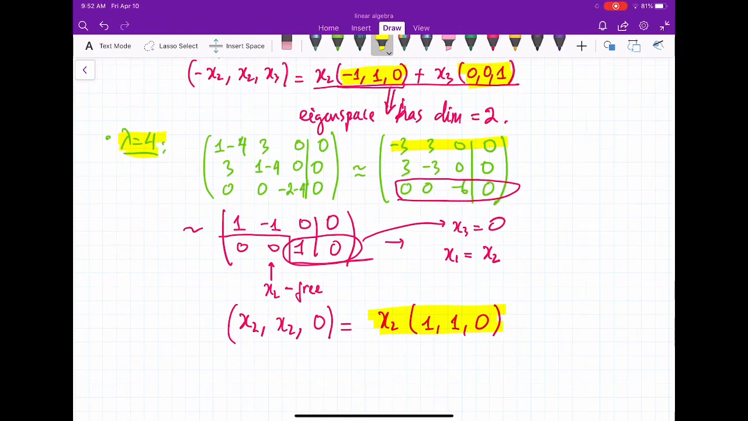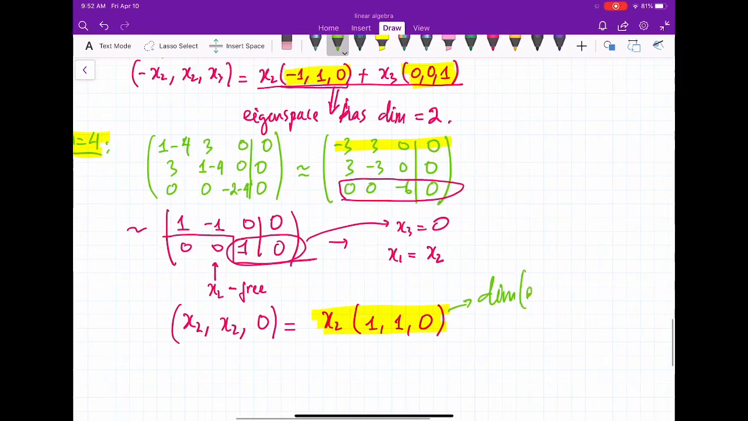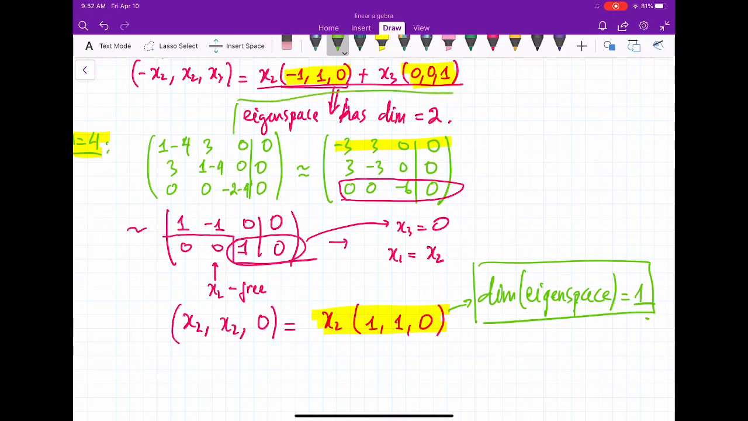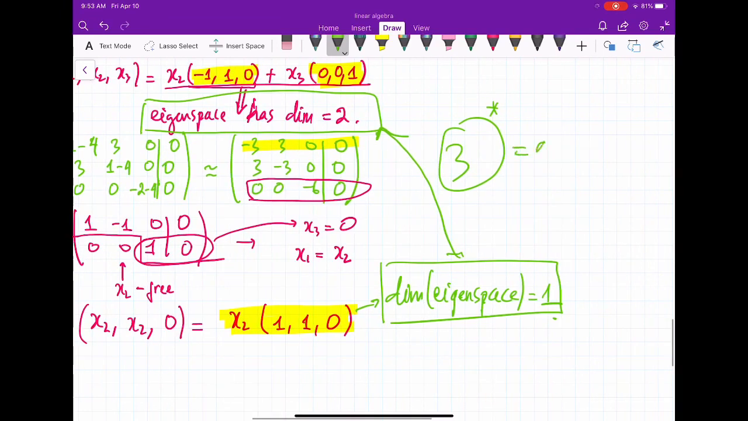Okay, let me mention this. The dimension of the eigenspace is equal to 1. You have 1 right here, you have 2 right here, the sum gives you 3, right? And that is the whole dimension of the space. Makes sense? This is very important. This is equal to the dimension of the whole space, R3.